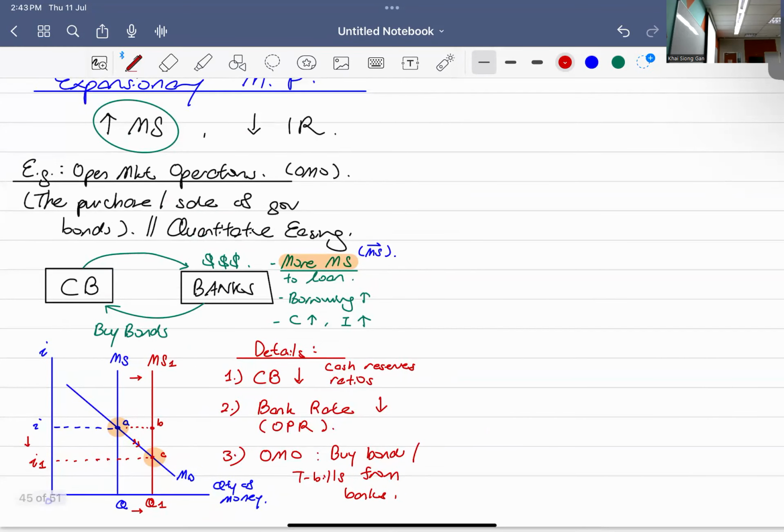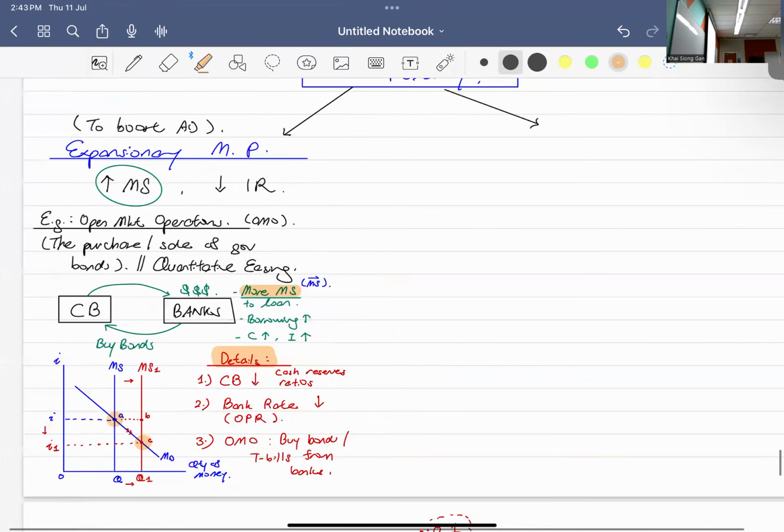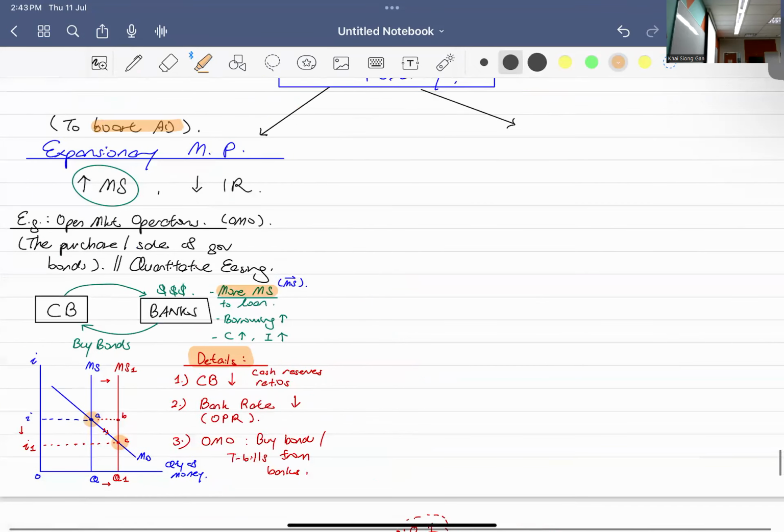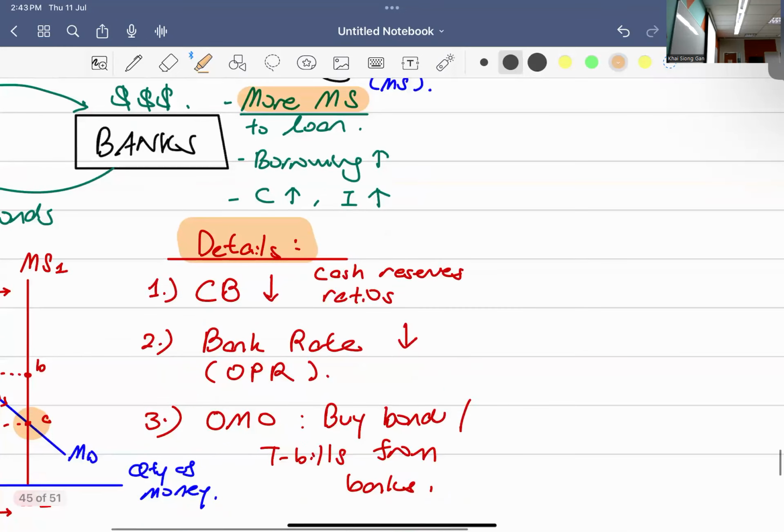So the details over here are basically the steps or methods that the central bank can use to achieve expansionary monetary policy to boost the aggregate demand. See properly, you have a lot of keywords here. The first one is cash reserve ratio. The second one is bank rate or OPR. The other one is OMO. Don't confuse all these words.